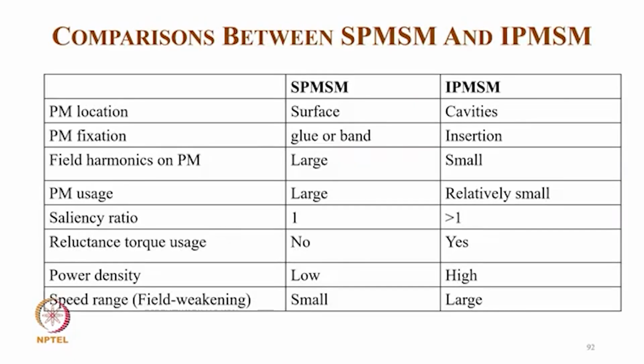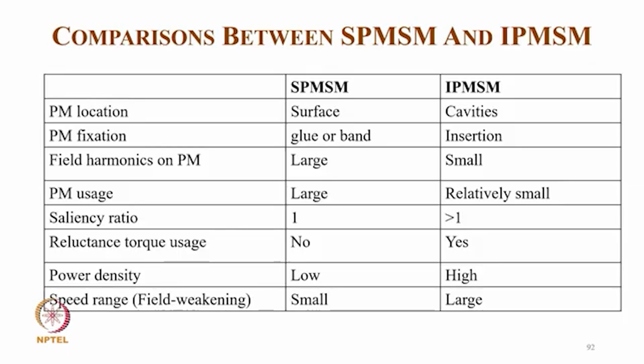So now coming to comparison between surface mounted and the interior kind. PM location is normally on the surface for surface mounted, but in interior, the permanent magnet is in a cavity, with fixation by glue or band, and that is in case of interior buried inserted. Field harmonics on PM is large for surface mounted, is small in case of interior buried. PM usage is large in case of surface mounted, relatively small in case of interior. Saliency ratio is 1 for surface mounted, but in case of interior buried it is more than 1. And reluctance torque, of course, is not there in case of surface mounted, but in case of interior buried, large synchronous reluctance torque is available.